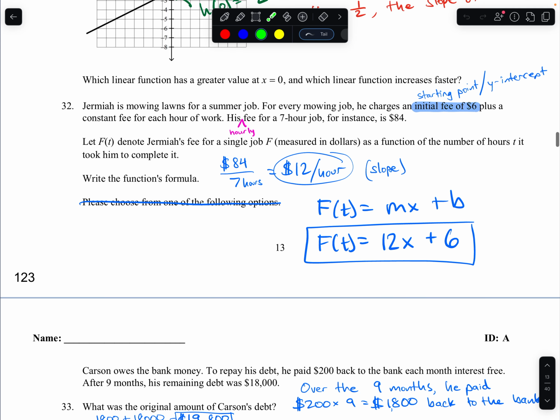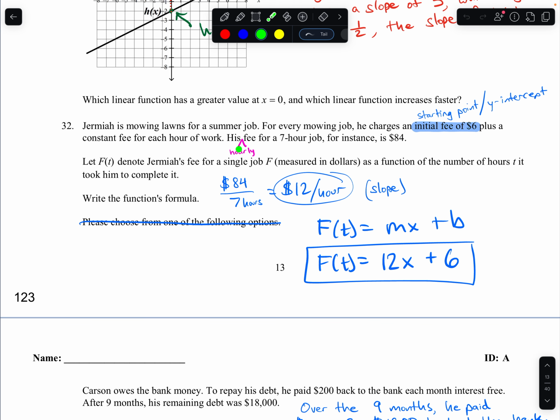Number 32, Jeremiah is mowing lawns for a summer job. Actually, let me pause for a moment. This pink part here, please write that. There is a small typo that greatly affects the outcome of this problem. It should say his hourly fee for a 7-hour job is $84, and I'll explain why that is important.